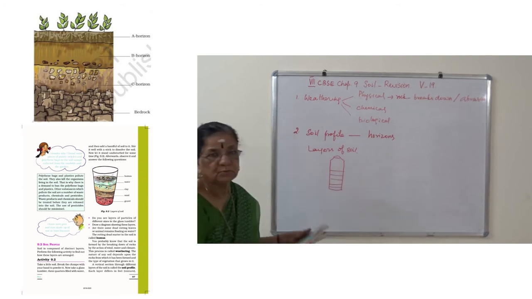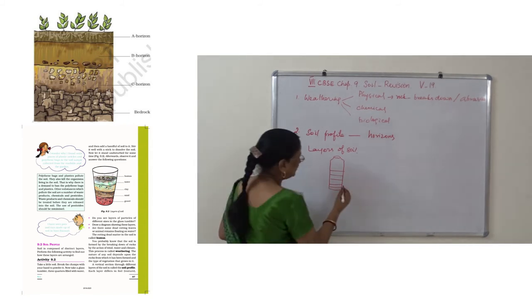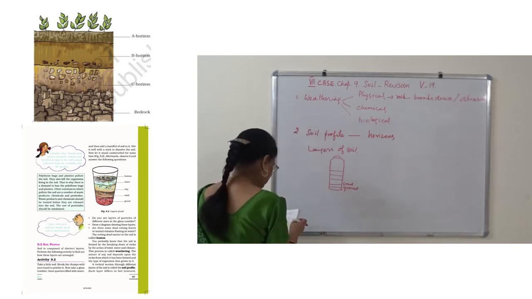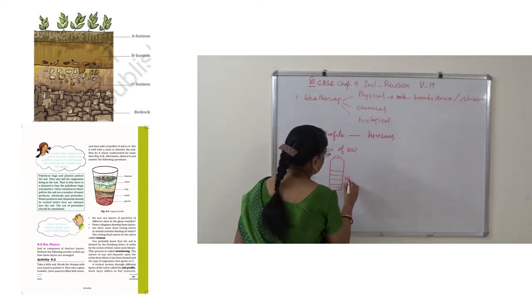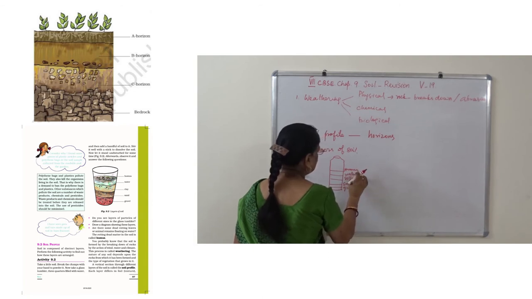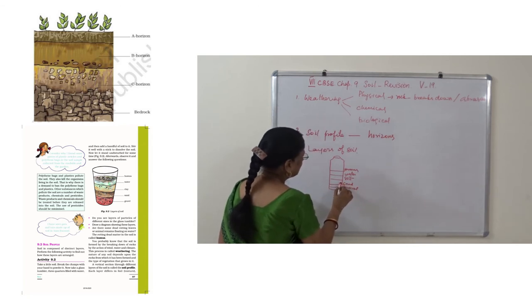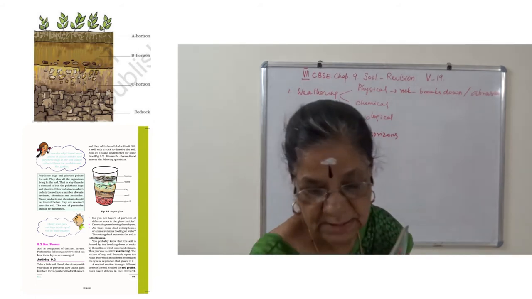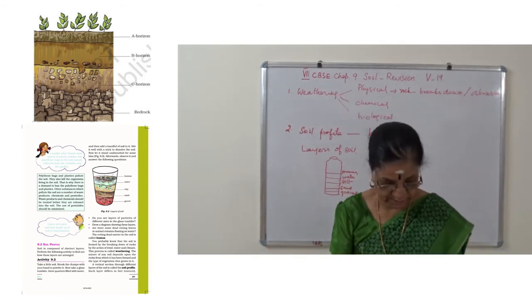I hope you are able to follow this. We will go picture: gravel, sand, silt, water and humus. 1, 2, 3, 4, 5. Okay? So here are the sand, silt, water, humus. I hope you understand. This is layers of soil.